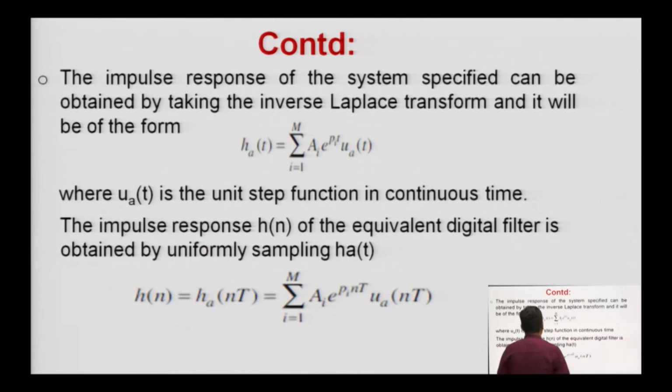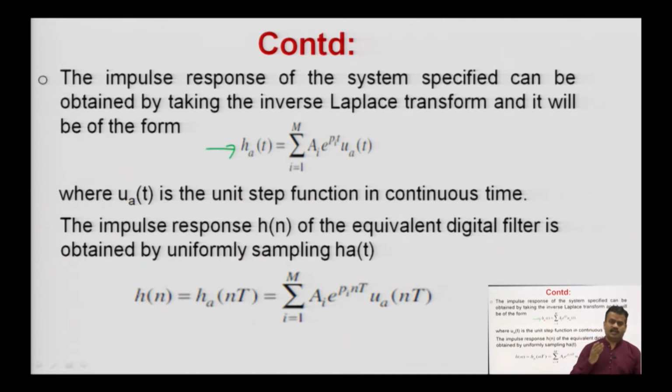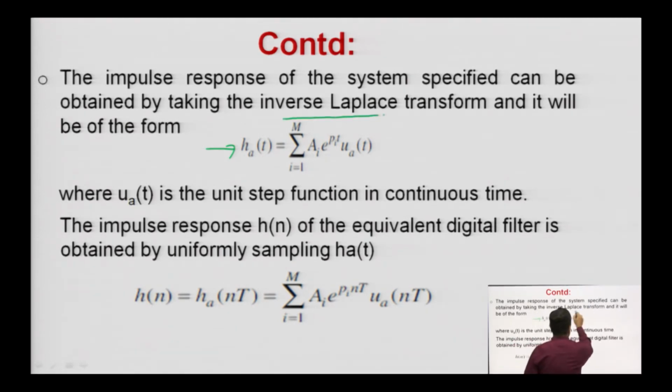Now, from H_a(s) you have to find out h_a(t). It means H_a(s), which is given to you, the transfer function of the analog filter, from that you have to find h_a(t), meaning the time domain of that H_a(s). How do you calculate it? You can calculate that h_a(t) from H_a(s) by taking its inverse Laplace transform. So, the impulse response of the system specified can be obtained by taking its inverse Laplace transform, and it will be in the form of h_a(t) is equal to what?